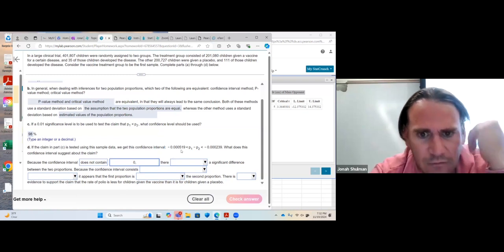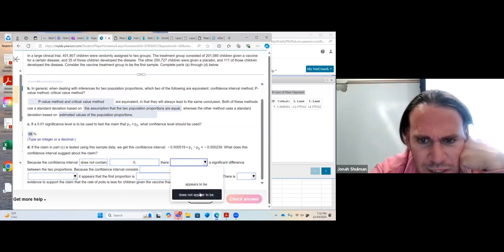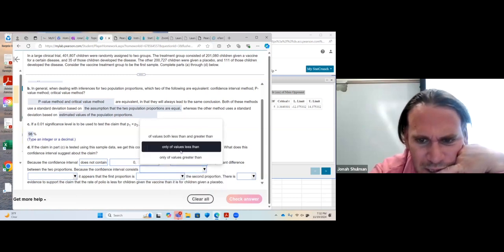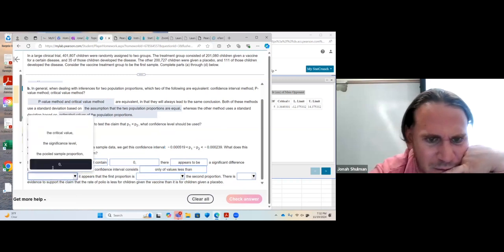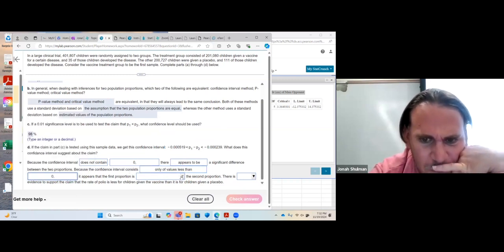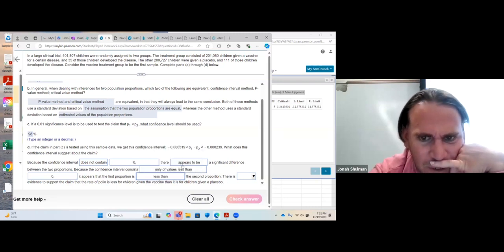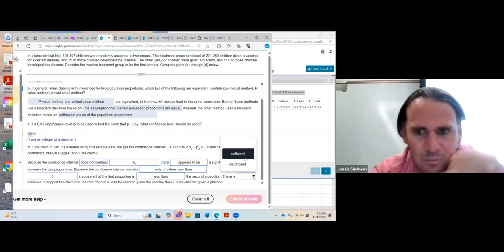All right, because we're doing a confidence interval, there appears to be a significant difference, because only values less than 0, it appears that the first proportion is less than the second proportion. There is sufficient evidence to support the claim.